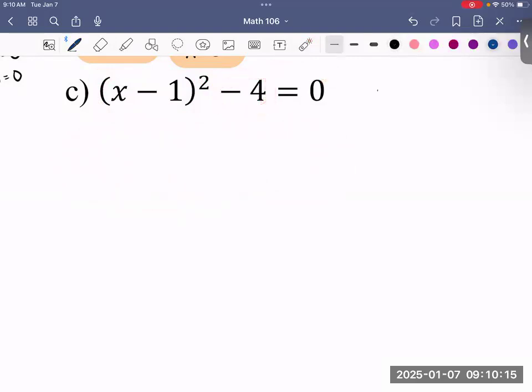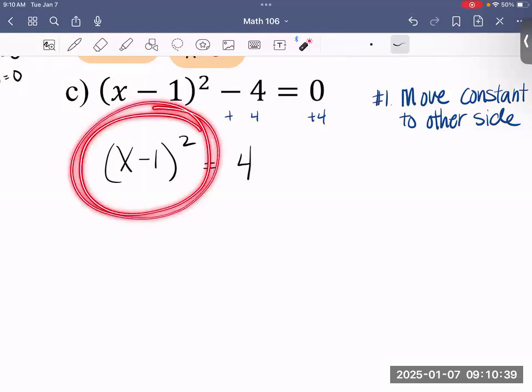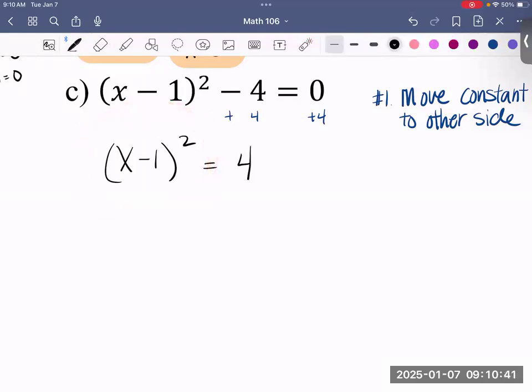So step 1, if it's in this form, you want to move the constant to the other side. So we can add the 4. So we get x minus 1 squared is equal to 4. Now that it's on one side, and on the other side, you now have one term that is fully squared. Now we could take the square root of that value.